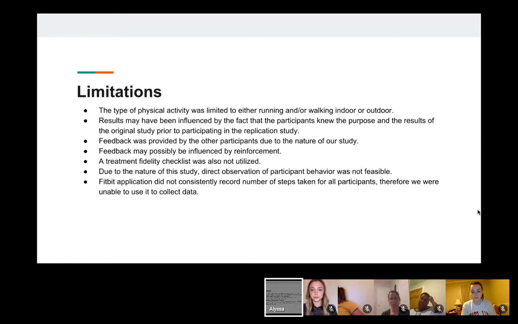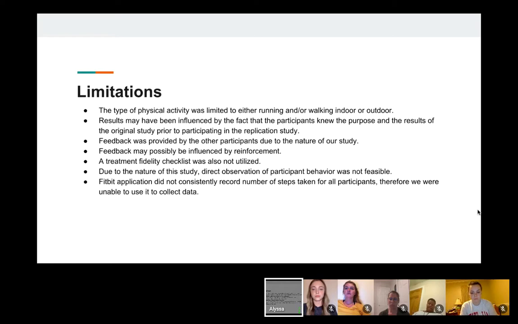Also, another limitation would be that some of those results could be influenced by the fact that we did know what the purpose was before we conducted the study, and we also knew what the results were prior to the study, us replicating the study as well. And of course, feedback that was provided by the other participants, due to the nature of the study.